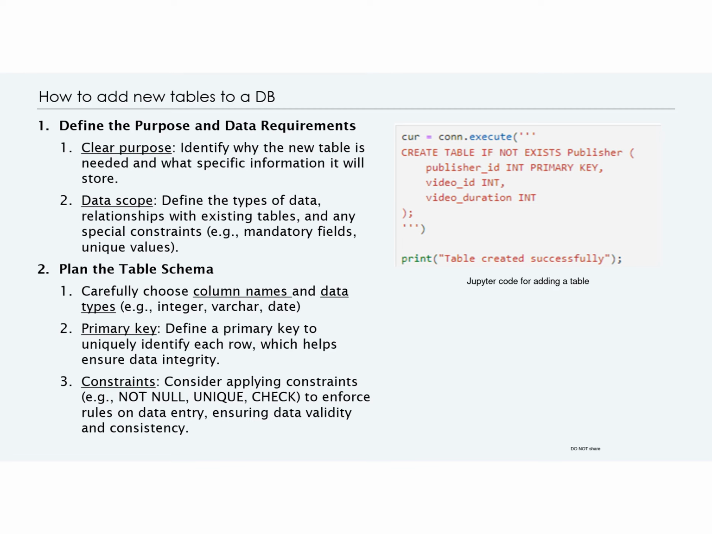First, clarify the purpose and data needs. What's this table for and what info will it hold? Then get into planning the table schema. Choose clear column names, set data types, add a primary key for unique IDs, and add constraints like not null or unique to keep data solid and reliable. Think about how it'll link up with existing tables and any special constraints. With these steps, your new table will be rock solid and ready to support your data science goals. Now pause the video and implement the code so far.